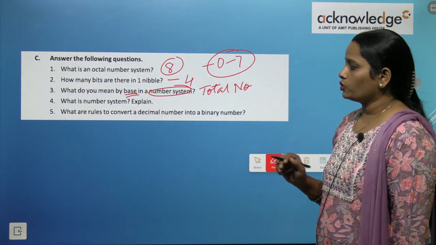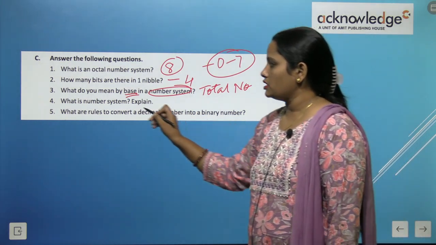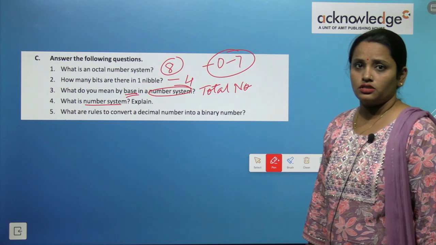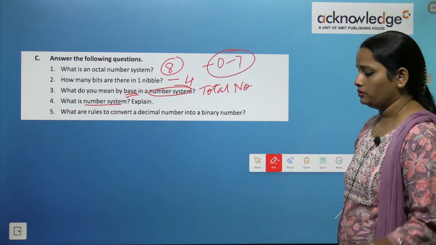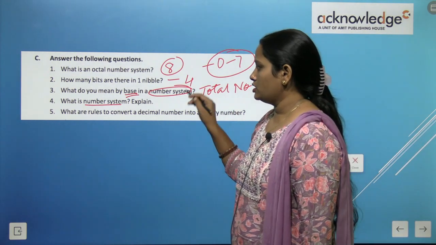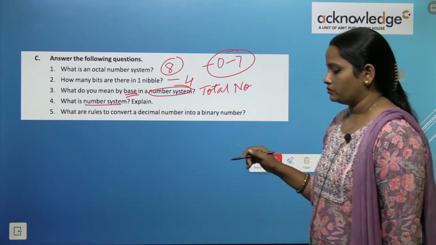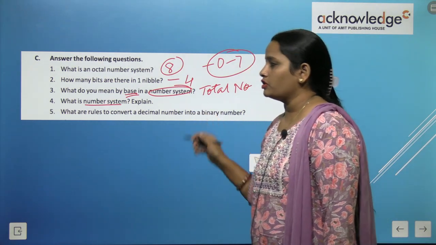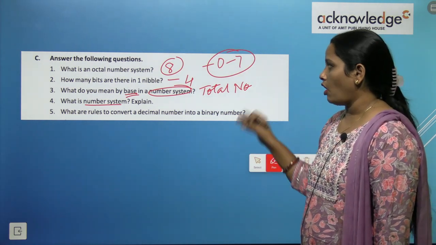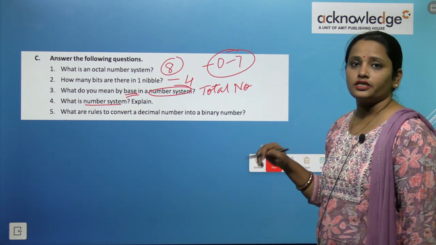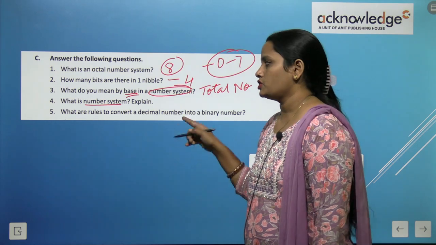Okay. Next, fourth question is, what is number system? So number system is the collection of numbers that we use to solve any problem, or to explain the quantity of something, that is called number system. And there are 4 types of number system: the binary number system, decimal number system, octal number system, and hexadecimal number system. There are 4 types of number system that we have learned in this chapter.